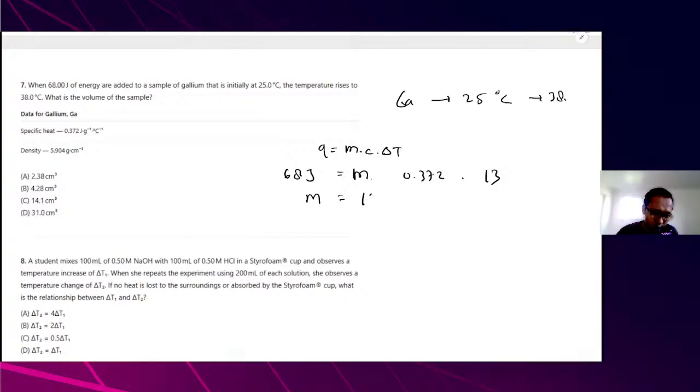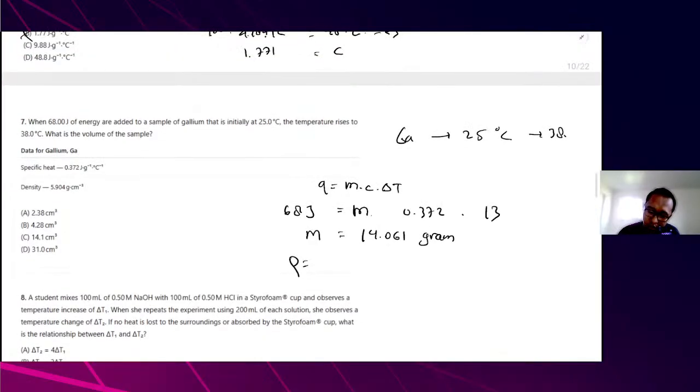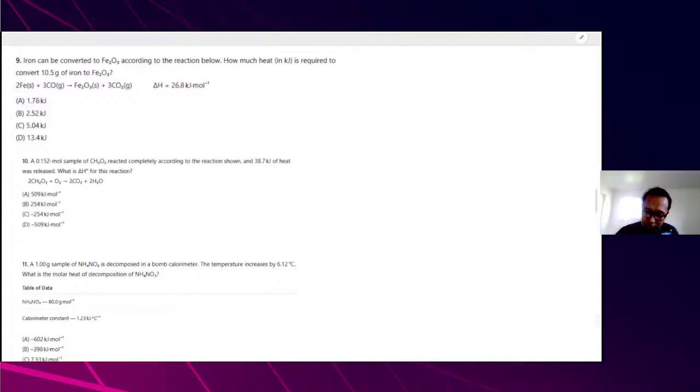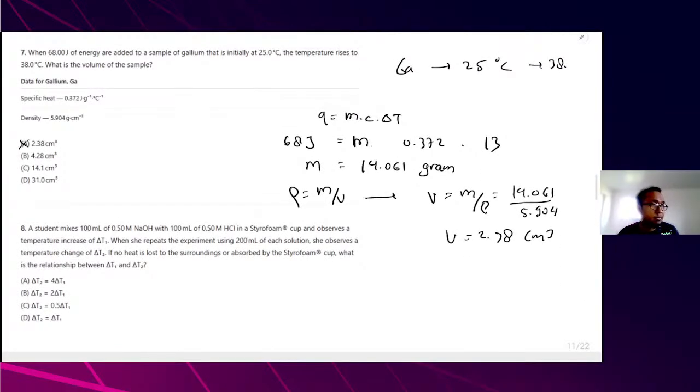So the mass will be 14.061 grams. And then how to get the volume is simple. Rho is m per V, so to get V it is m per rho. So 14.061 divided by 5.904. That gives us 2.33 cubic centimeters. So the answer for number 7 will be A.